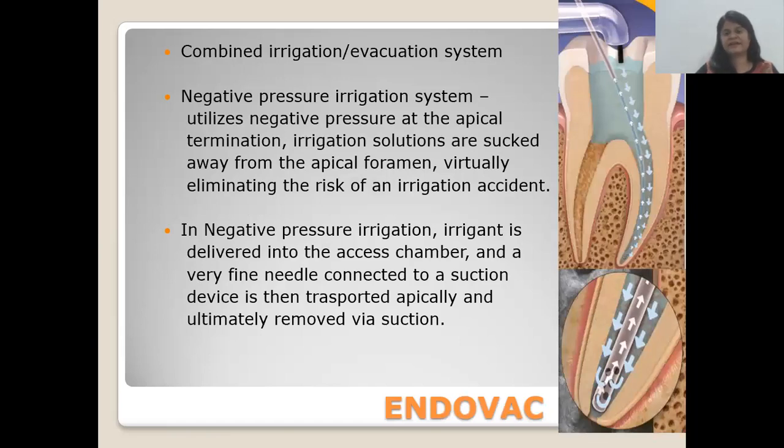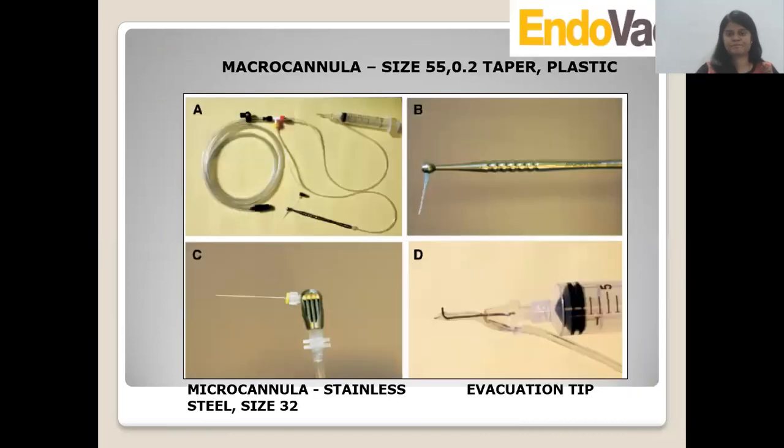Coming on to the next, the EndoVac, which combines irrigation and evacuation in a single system. This includes a negative pressure irrigation system which utilizes the negative pressure at the apical termination. Irrigation solution is sucked away from the apical foramen, virtually eliminating the risk of an irrigant accident. In negative pressure irrigation, irrigant is delivered into the access chamber and a very fine needle connected to a suction device is transported apically, and the irrigant is ultimately removed via suction.